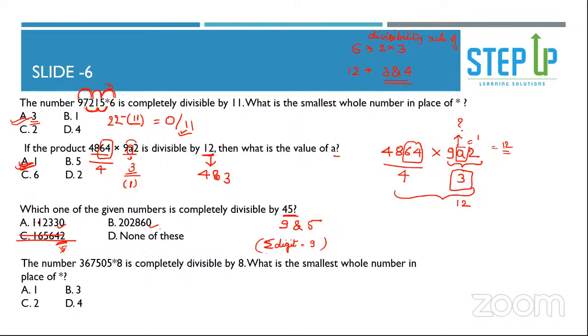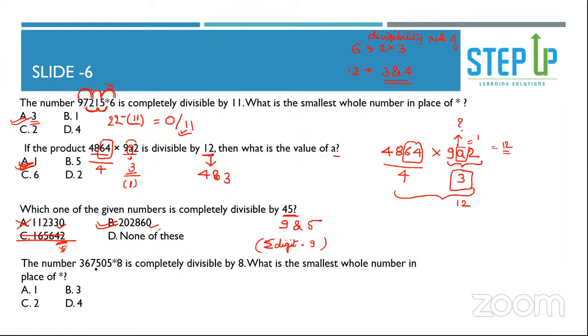So 1 plus 1, 2, plus 2, 4, plus 3, 7, 7 plus 3, 10. No, so this is not divisible by 9. 2 plus 2, 4, 4 plus 8, 12, 12 plus 6, 18. Wonderful. This number is divisible by 9. It is divisible by 5. So hence my answer is 202860. Right. Many of you have got the answer already.